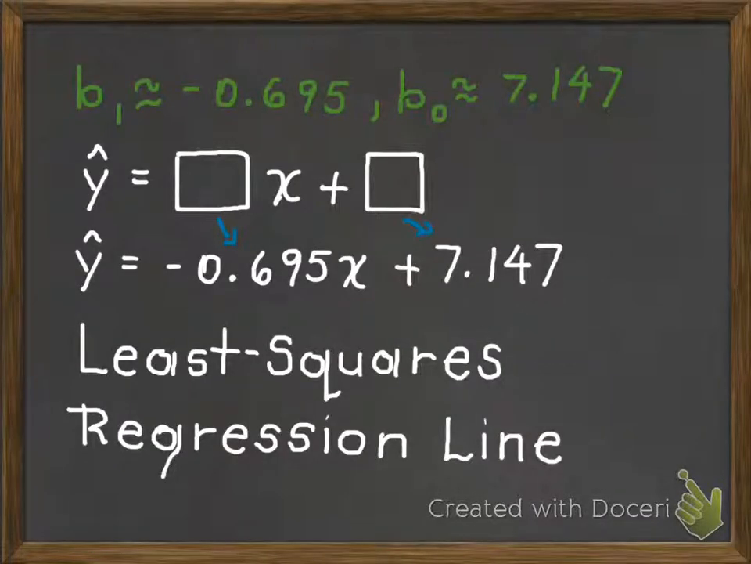So, to summarize, so far we've obtained the slope to be minus 0.695 and the y-intercept to be approximately 7.147. Now please note, in my math lab they would like you to round to 4 decimal places. I've rounded to the nearest 3 decimal places.